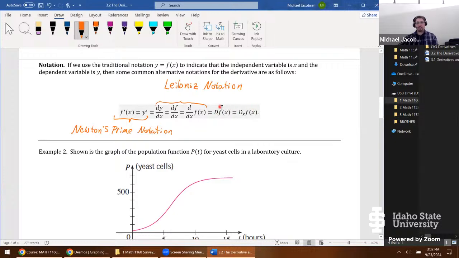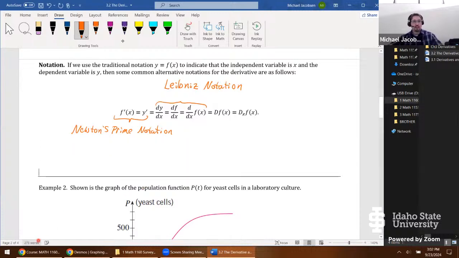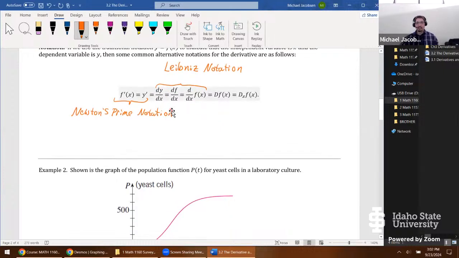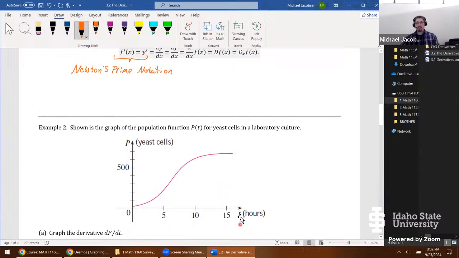And there's other strange notations. We won't use these two in the book. This is more for completeness. But the purpose of these kinds of notations is that sometimes, whenever you have variables that aren't just y and x, we like using these kinds of things. For example, in the graph down below, we have t for hours, p for yeast cells. We could write the derivative this way, p prime, but that might be ambiguous if there's more variables. Down below, this is saying we're taking the derivative of the function p, population, with respect to one specific variable, t for time.